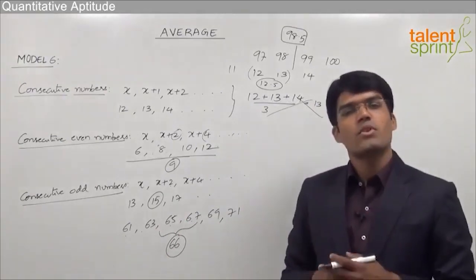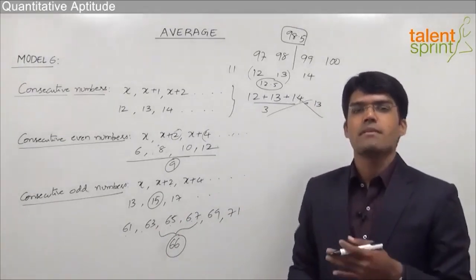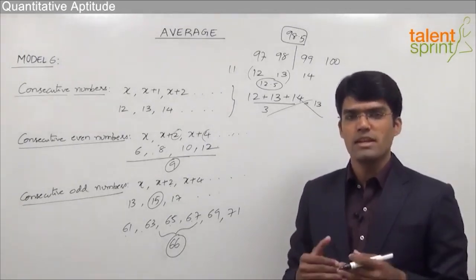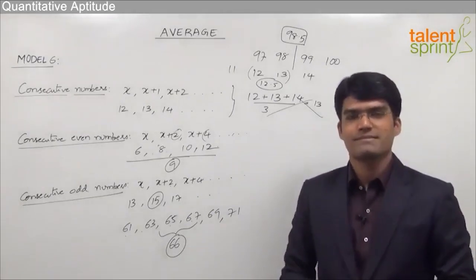So the point here is, for any type of consecutive numbers, average will always be the middle number. And if there is no one middle number, we should take the average of two middle numbers.